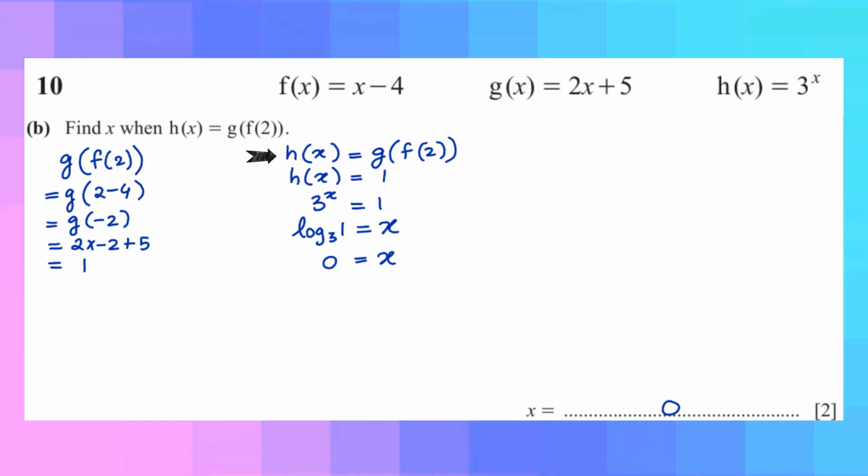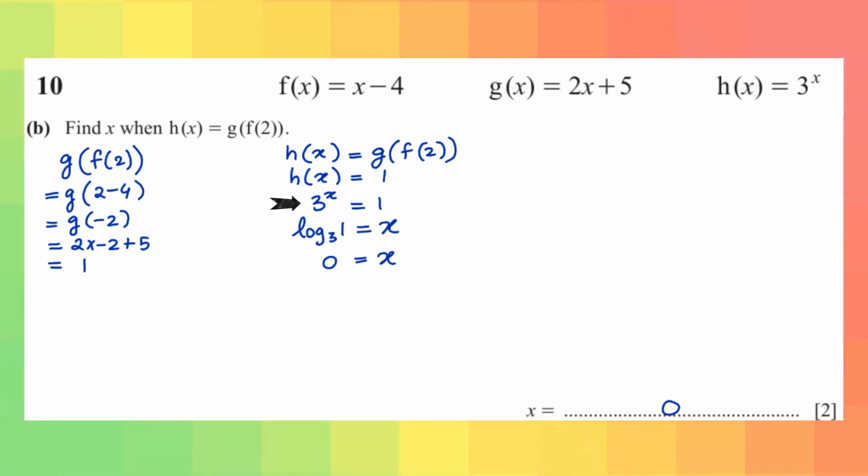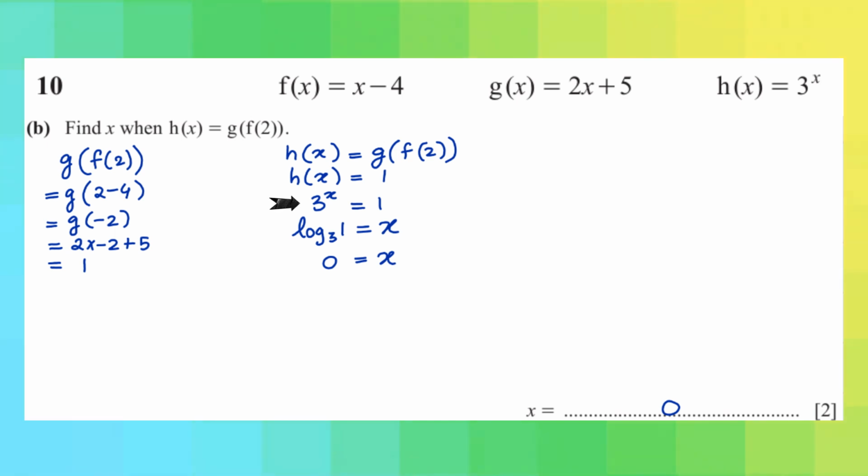Now we have to solve for x when h of x equals g of f of 2. First, substitute 1 for g of f of 2 to get h of x equals 1. We know that h of x equals 3 to the power of x. So, substitute 3 to the power of x for h of x. This gives us 3 to the power of x equals 1. Now we have to solve for x. We can write 3 to the power of x equals 1 as the logarithm of 1 to the base 3 equals x. Now we enter this in our calculator.